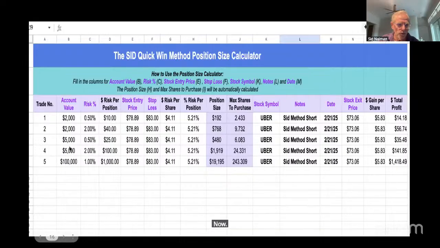Now, with your $5,000 account, the next scenario, we're at 2%. This is our maximum risk. So we see we're risking $100 on this $5,000 account. With $100, you go back here, you make $141.85.